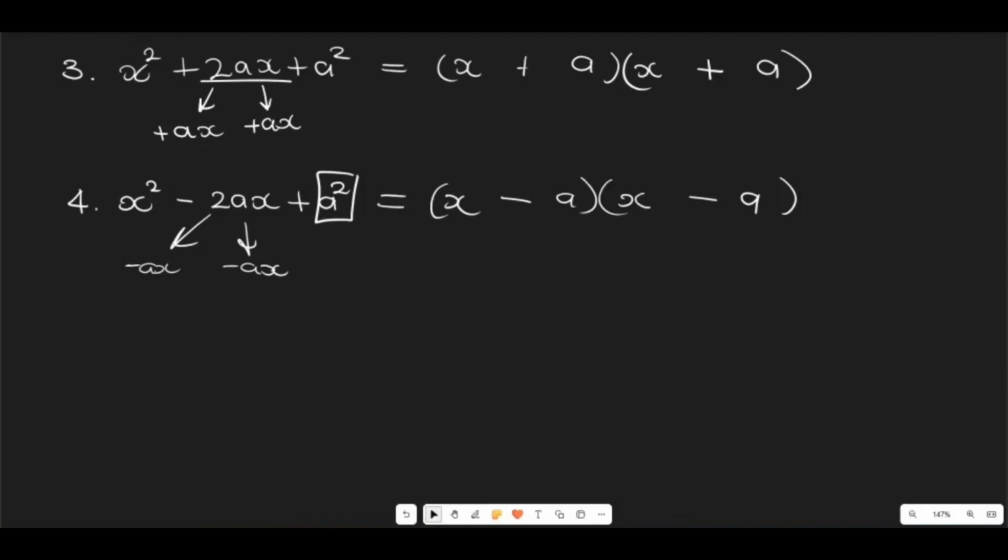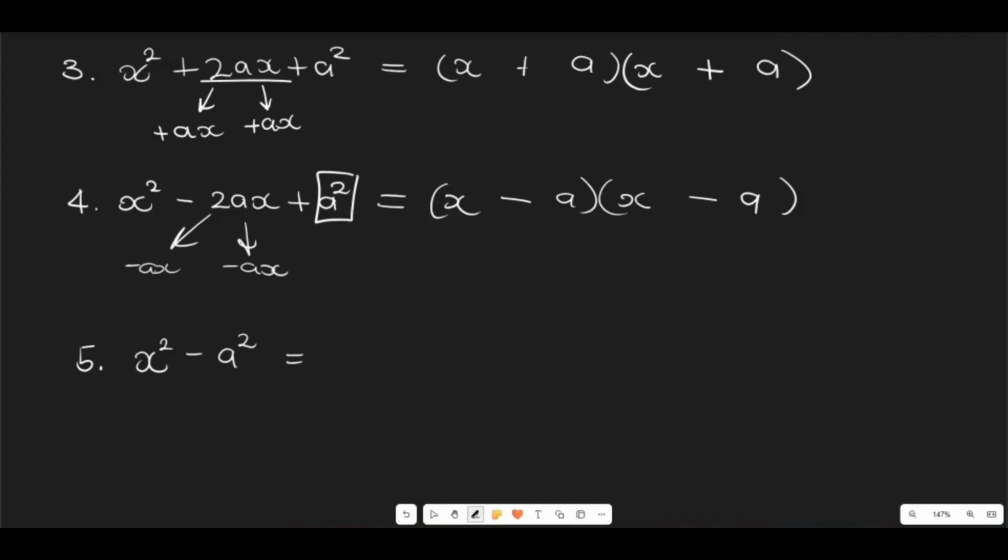Are you guys okay with this? Okay, perfect. It's pretty simple. These rules are pretty simple. That's why I feel like we can go over this chapter fairly quickly, right?